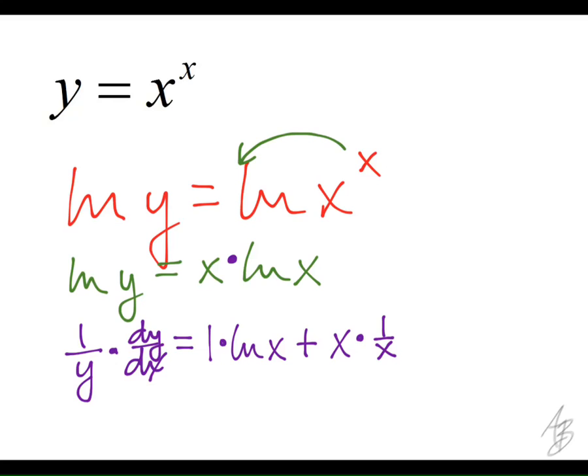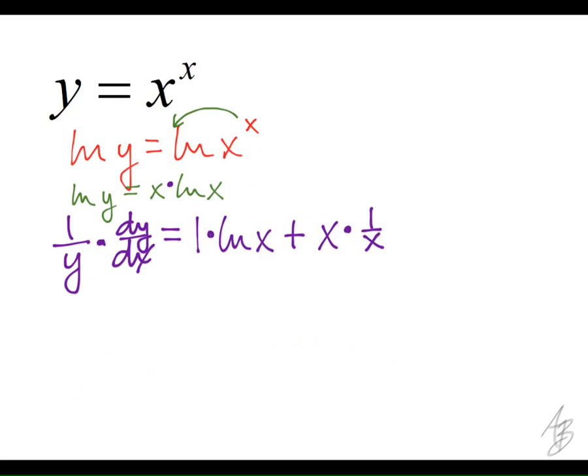Okay, let me clean this up here a little bit. Now what? x and 1 over x fall out. Okay, the x and the 1 over x, those are going to cancel each other out, and this term is going to become a 1. So what we have on the right side is the natural log of x plus 1.